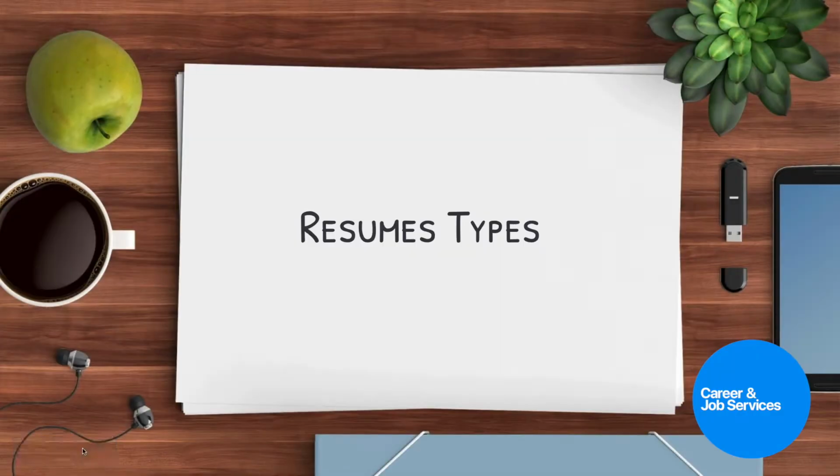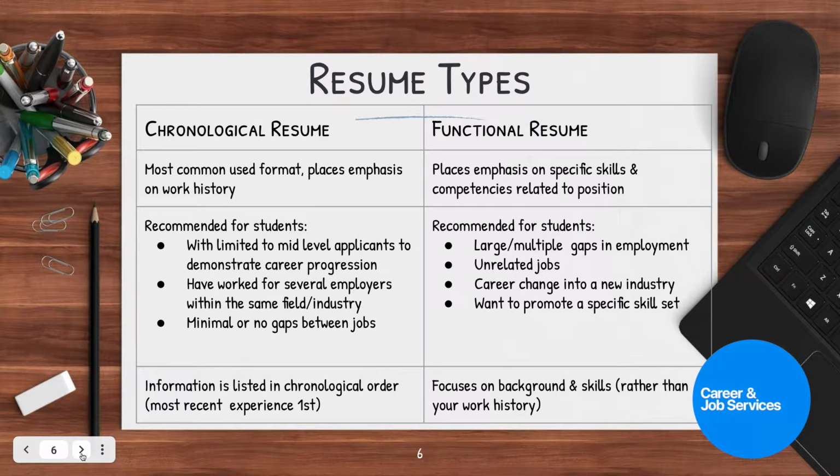Resume types. There are two types of resumes, the chronological and the functional resume. Chronological resumes are the most commonly used format among students. It places emphasis on work history. The chronological resume is recommended for students who have minimal or no gaps between jobs, or for those who have worked for several employers within the same field and/or industry. This type of resume format works well to show career progression.